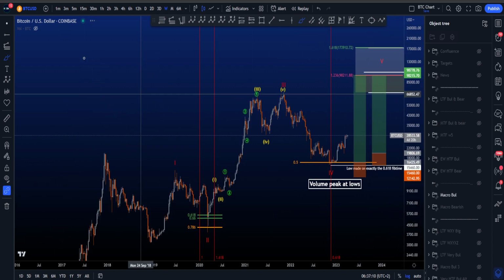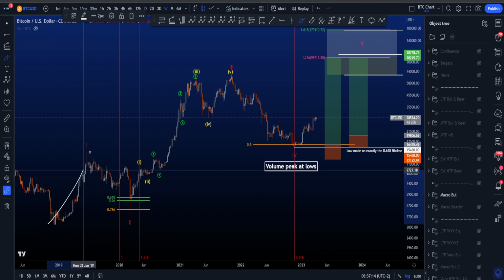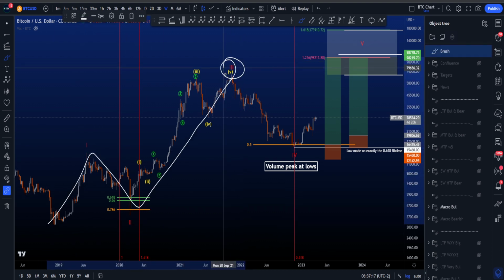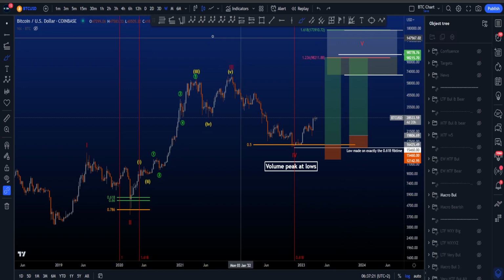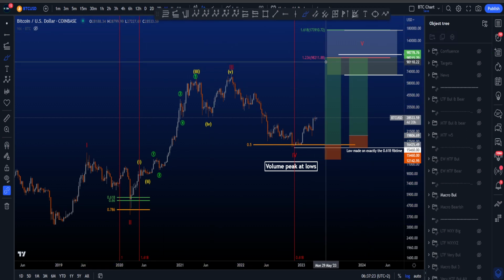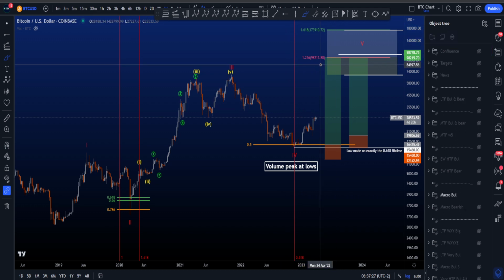If we then look at the bullish scenario, which at the moment looks better in my opinion, we have a 1, 2, 3, so wave 3 is ending over here, then this is a wave 4, and then we're looking up for wave 5, where the most common target for wave 5 is between the 1.236 and the 1.618, which is between 98K and 174K.